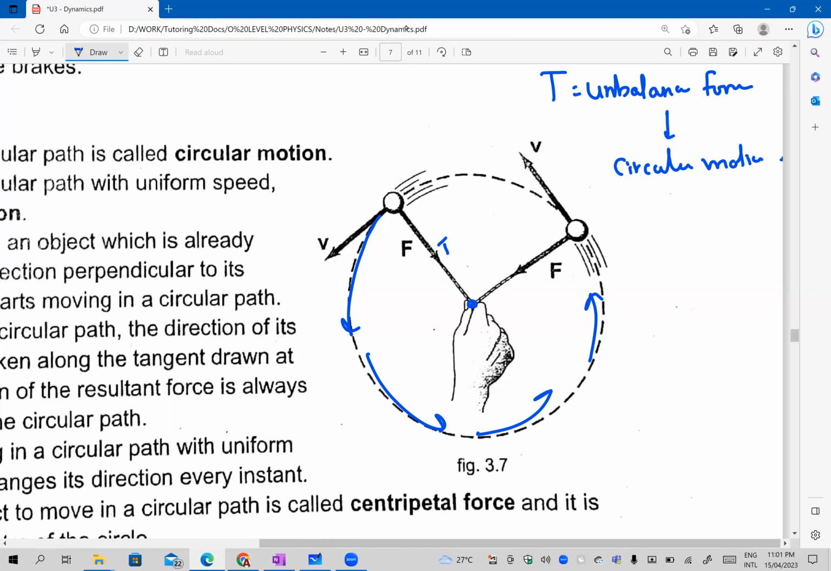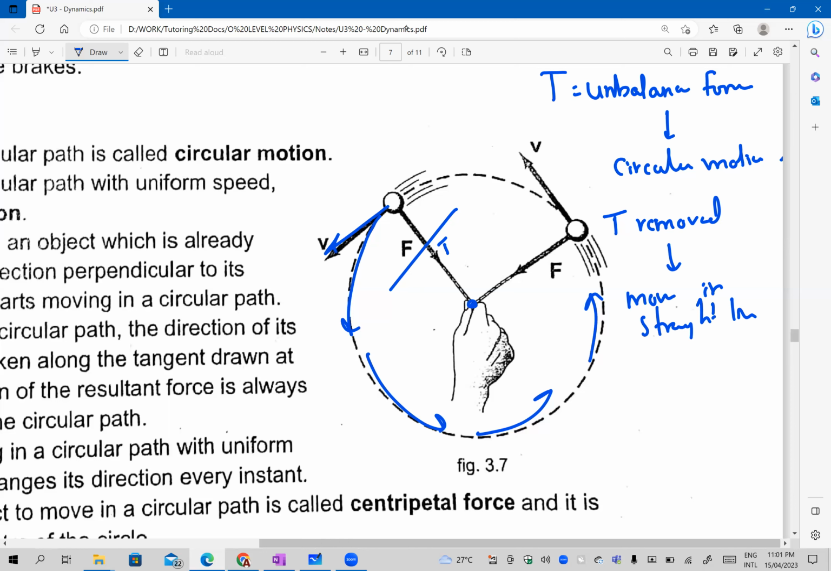What if you cut off the string? If the unbalanced force is removed, I'm just calling it T, as soon as you remove T, the object is going to move in a straight line. Why? Because look at the velocity.